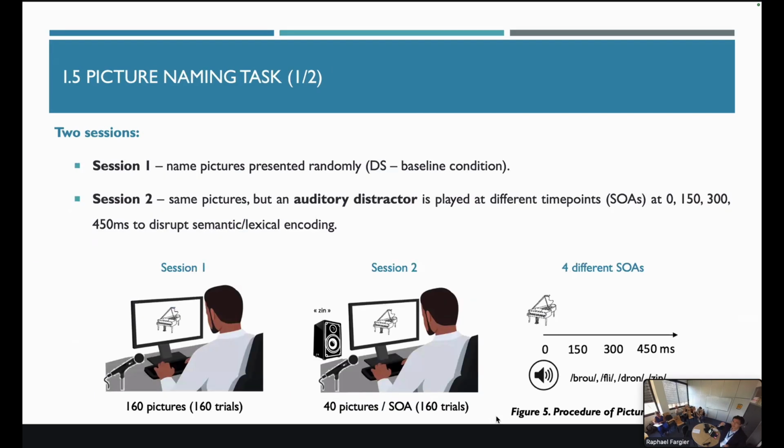Back to the mechanism, when using interference to understand the dynamic of the process. The picture naming task is one of the tasks researchers often use to discover the semantic and lexical encoding. In this task, there are two sessions. In the first session, the participants are required to name the pictures presented randomly, and we call it the baseline condition. In the second session, with the same pictures, we send an auditory distractor at a random time point, which we call the SOAs, to disrupt the semantic and lexical encoding.